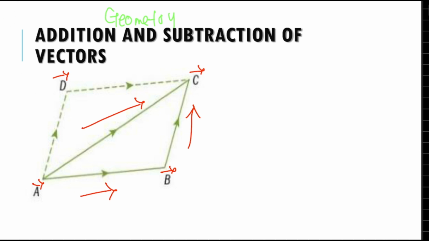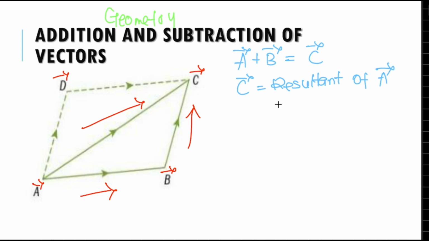So if you add vector A plus B together, the result will be C. C is also called the resultant vector, the resultant of vectors A and B. This is how to compute the resultant of a vector, and it is called vector addition. Okay, so this is vector addition.